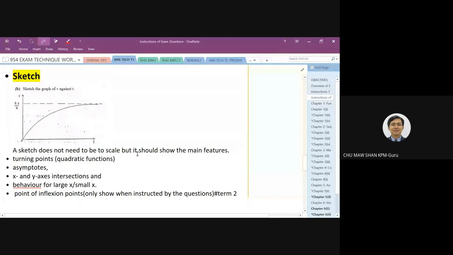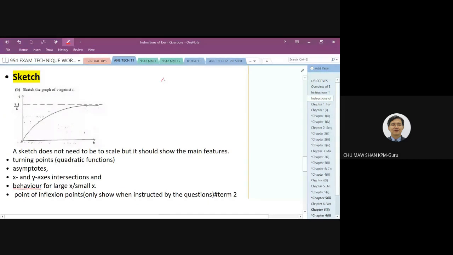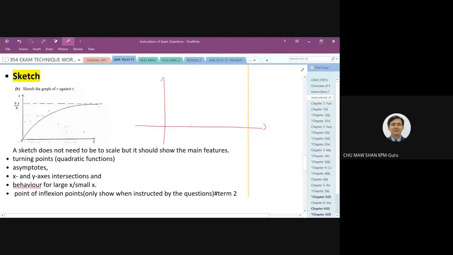When it comes to sketch, sometimes I found that students are still like this. Asked to sketch, they go and label very detailed, 1, 2, 3, 4, 5. No need. This is wasting your time only.